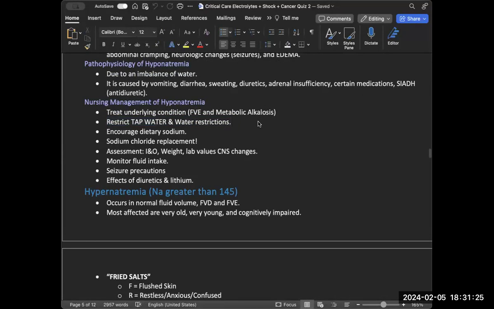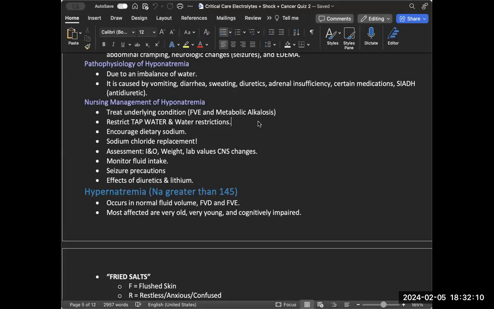Another thing is water. Restricting water, especially tap water, is really important because the more water that you keep giving someone who is hyponatremic, the more diluted those cells become because they're being over-hydrated, and the salt level is just going to continue to decrease. So we don't like to give water as a fluid replacement for someone who has hyponatremia. We want to give a hypertonic solution as the fluid replacement, such as 5% sodium chloride. So we can give them that, but not water.